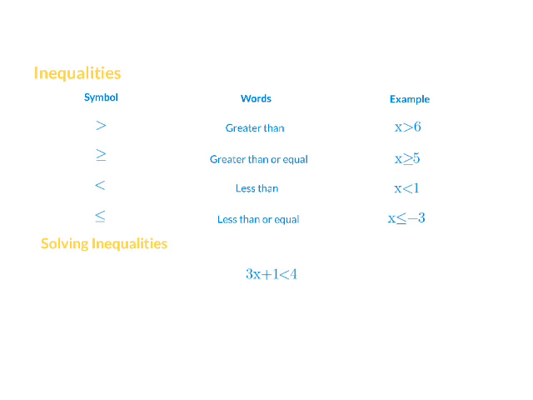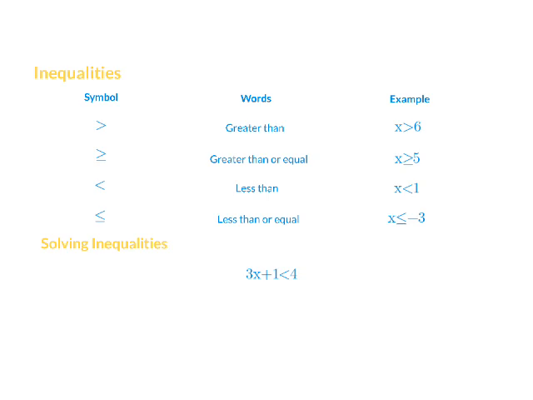The third symbol is less than. So, x less than 1 means x includes all numbers smaller than 1. And finally, this symbol means less than or equal. So, x less than or equal to negative 3 means x includes all numbers smaller than negative 3, including negative 3. So, negative 3, negative 4, negative 5, and so on.